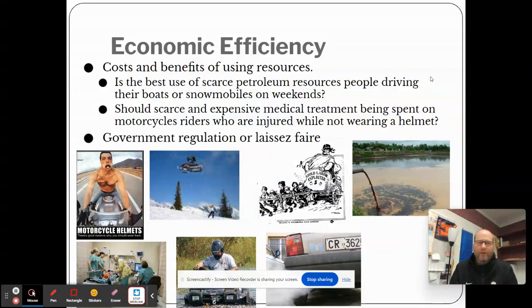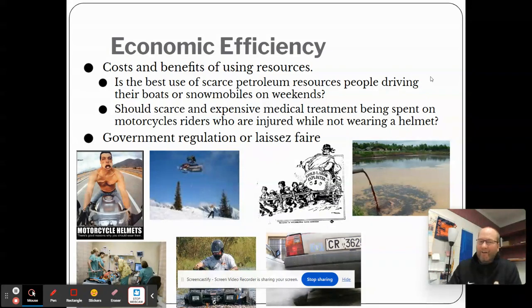So the second bullet point there is the best use of scarce petroleum or oil resources, people driving their boats or snowmobiles on the weekends. Is that the best way that we use that resource? Or should scarce and expensive medical treatment be spent on motorcycle riders who are injured while not wearing a helmet? Is that the best use of that resource, of that medical equipment? Those people are out riding around without a helmet. Are we going to use some of those expensive medical resources on those people?